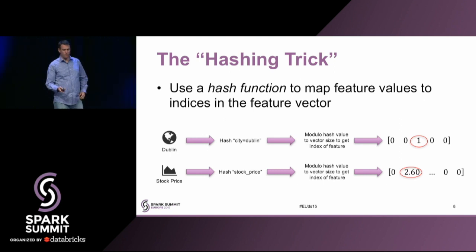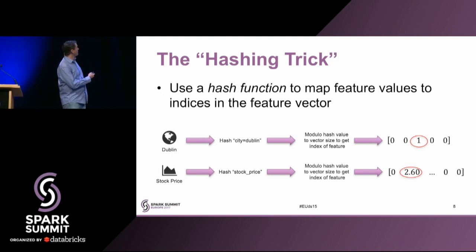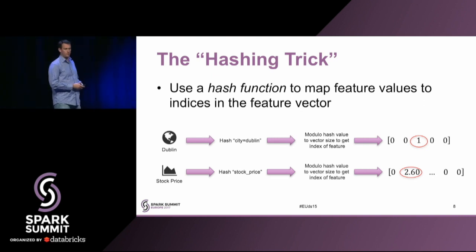So similarly for continuous features, we can do the same thing, except this time we don't hash a feature name equals value string, but we do the feature name. So we use the hash of, for example, stock price, again get the hashed value and modulo that into the feature vector size to get the location in that smaller vector where that value sits.